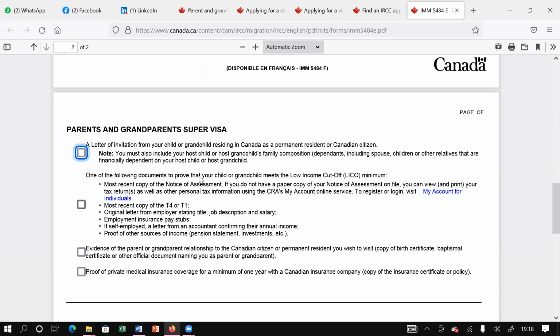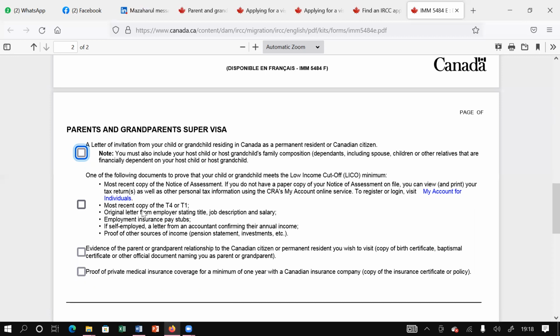One of the following documents to prove that your child meets the low income cutoff. This is very important. One of the following will do. Most recent copy of the notice of assessment, that is the income tax assessment. If you do not have a paper copy of your notice of assessment on file, you can view and print your tax returns, as well as other personal tax information, using the CRA's My Account online service.